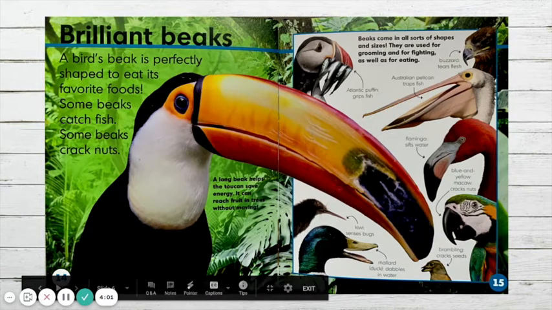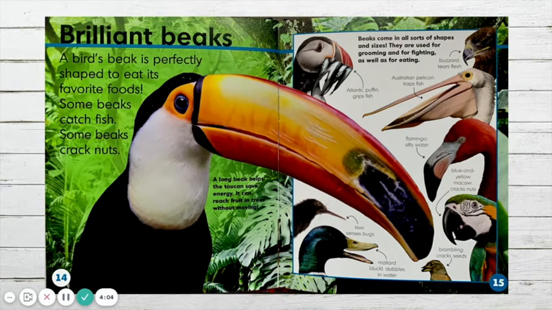We're going to have to open our text Birds to pages 14 and 15. I'll give you a moment to look at the illustrations. When I look at this page, I first see the heading. Can you point to the heading? The heading is at the top of the page, or the head of the page, and it reads, Brilliant Beaks.